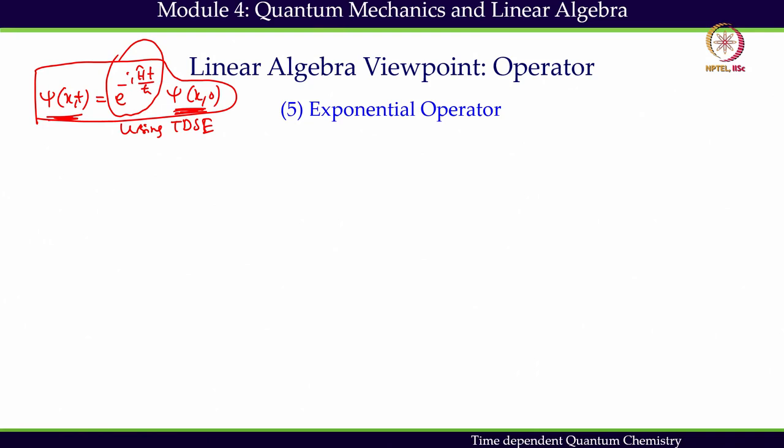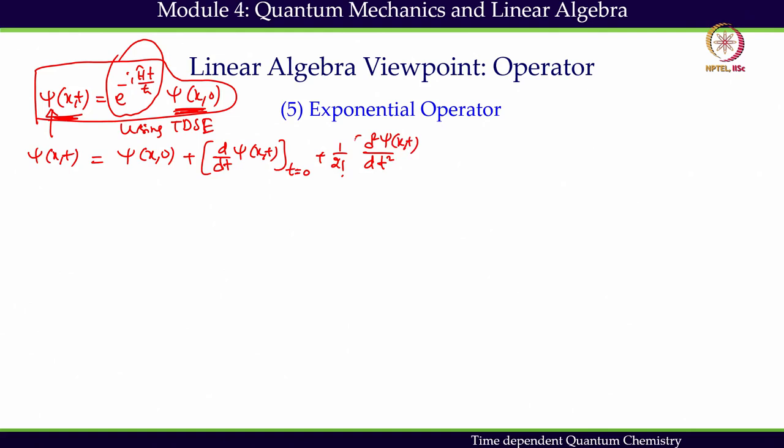So what we'll do first, on the left hand side, psi x t, we can expand in the Taylor series as psi x 0 plus d dt of psi x t at t equals 0 plus 1 by 2 factorial d 2 psi dt 2 at t equals 0. Near t equals 0 the derivatives are known, and I can write t square and so on. So this is the left hand side I have.